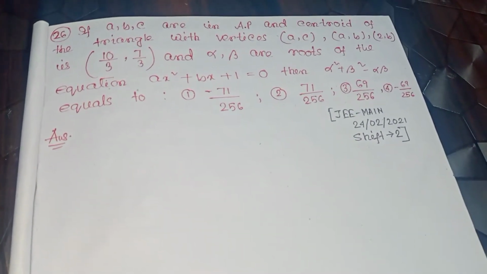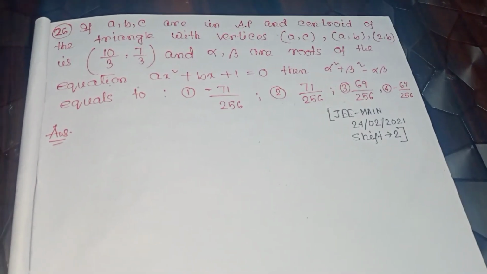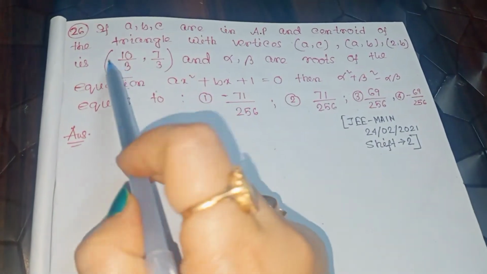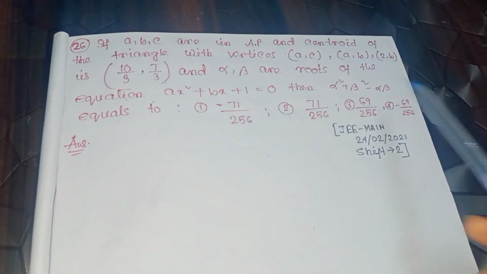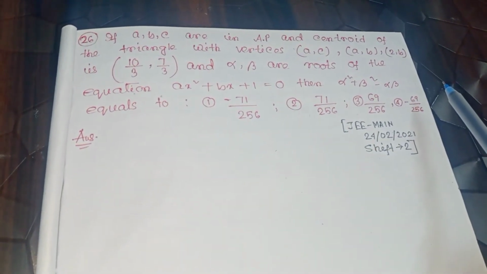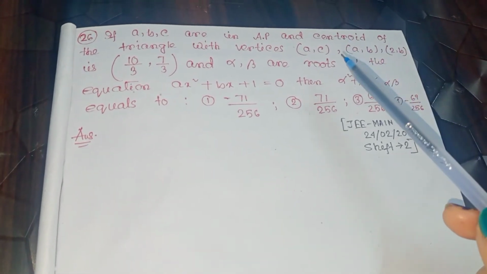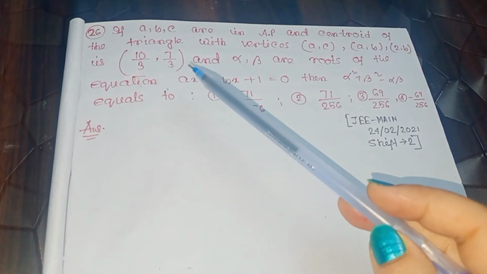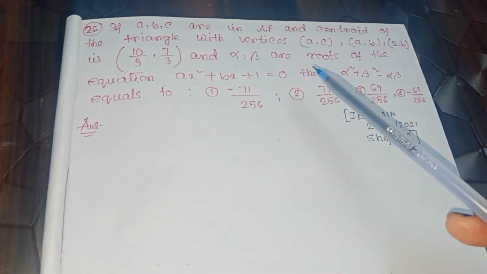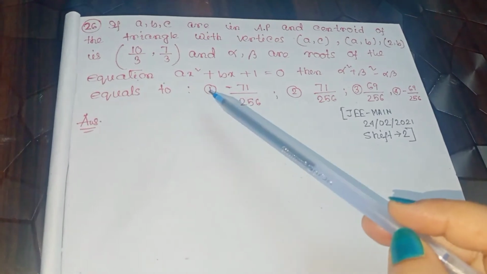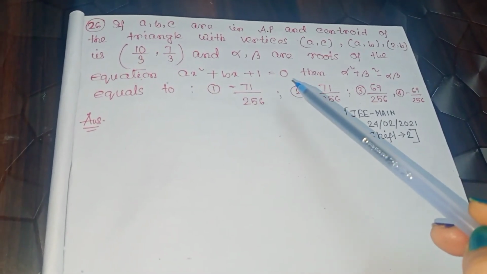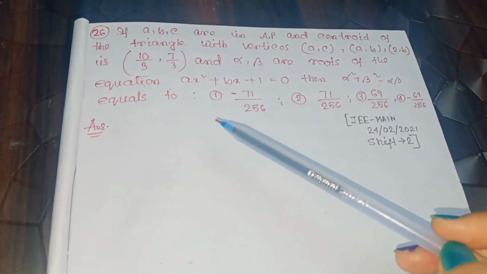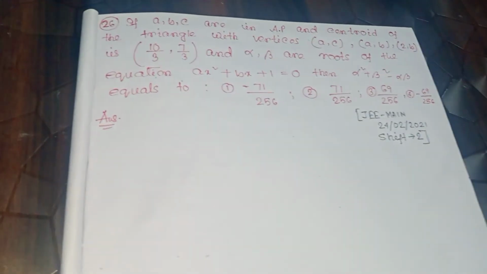Today we solve JEE Main Shift 2, 24th of February 2021 question. Question number 26. If A, B, C are in AP and the centroid of the triangle with vertices (A, C), (A, B), (B, 2B) is (10/3, 7/3), and alpha, beta are the roots of the equation ax square plus bx plus 1 equals 0, then alpha square plus beta square minus alpha beta is equal to. Four options are given.